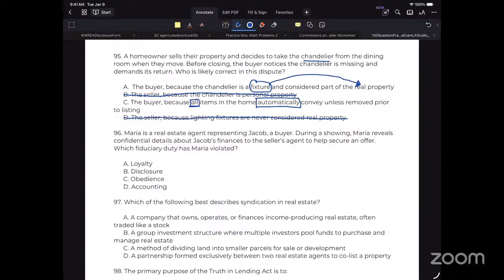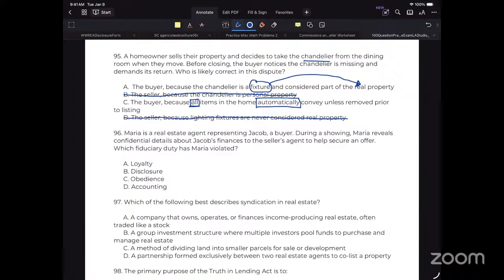Maybe, I don't know. But you need to have something in your head that goes off when you see those words. But if the seller wants to take the chandelier, he can, right? Only generally, Marily, if they put it in the contract.